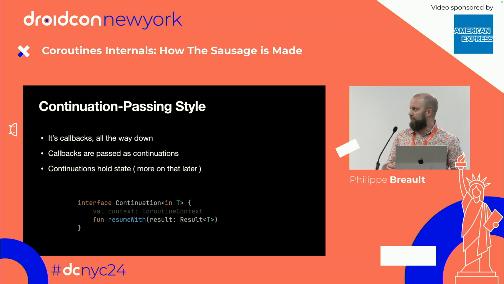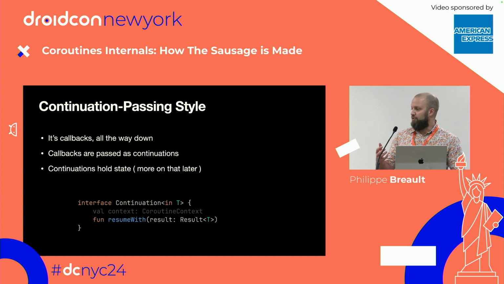So why am I talking about blocking and about callbacks? Because one thing I want to drive home today is that coroutines are just callbacks. We just don't see it. So coroutines are powered by a concept called continuation passing style, and this is not something that was invented by JetBrains. This is a concept coming from functional programming. I think it's been around since the 70s or the 80s.